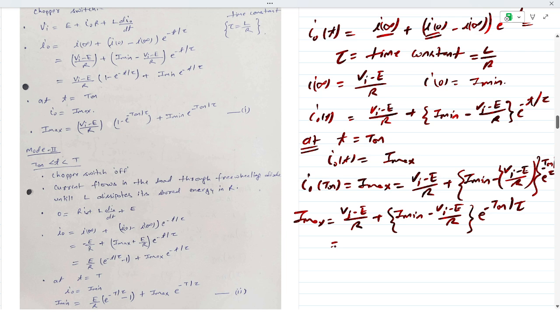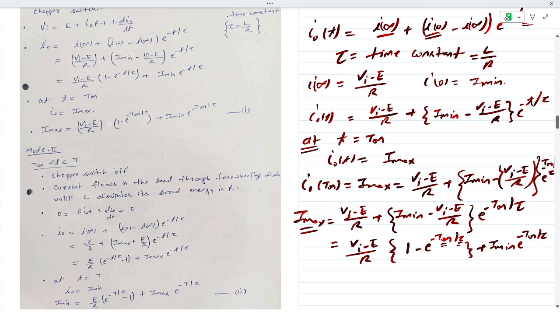You can either write it as Vi minus E upon R by taking it common, 1 minus e to the power minus t on upon tau, and plus I min e to the power minus t on upon tau. So this is a fixed value of I max because this is not a function of small t. We have the fixed value of t on and the fixed value of tau. So we can calculate the maximum value of I max.